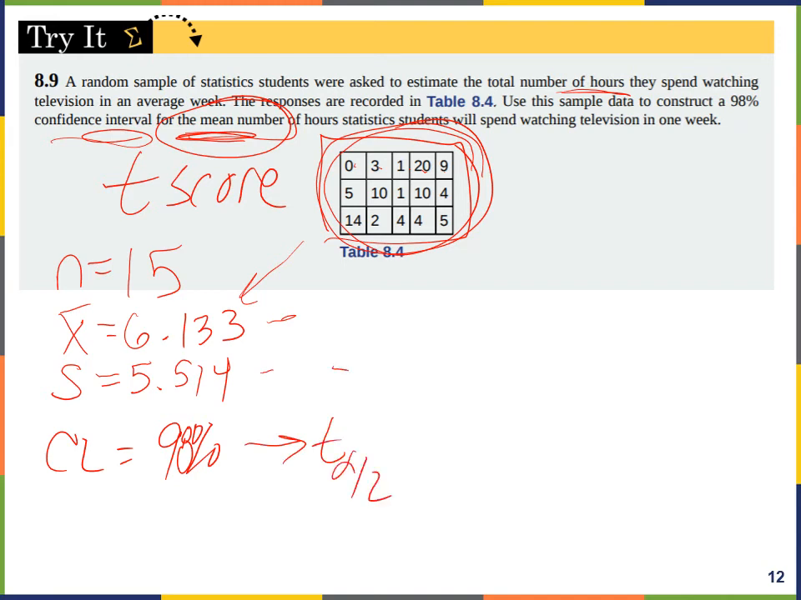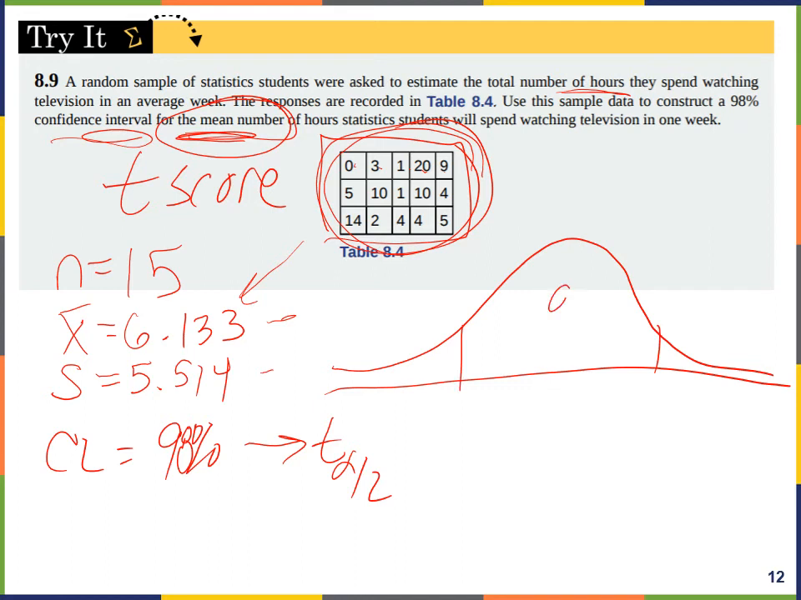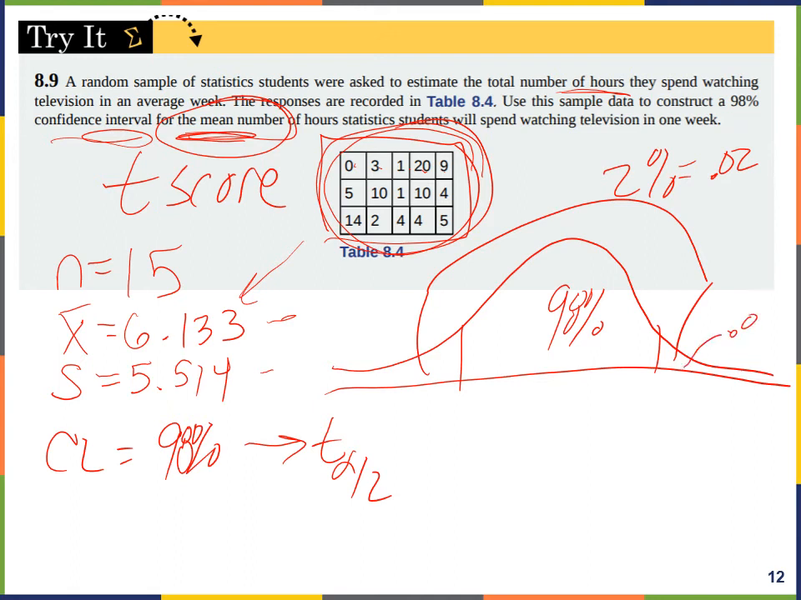What we're going to do is draw our t distribution, which looks a lot like our z distribution. Our 98% is going to go in the middle. The tails combined are 2%. So two tails, we have an area of 0.02. Or if you just looked at one of the tails, which would be 1%, that would be an area of 0.01. And we need to figure out what this t-score is, this t alpha half.